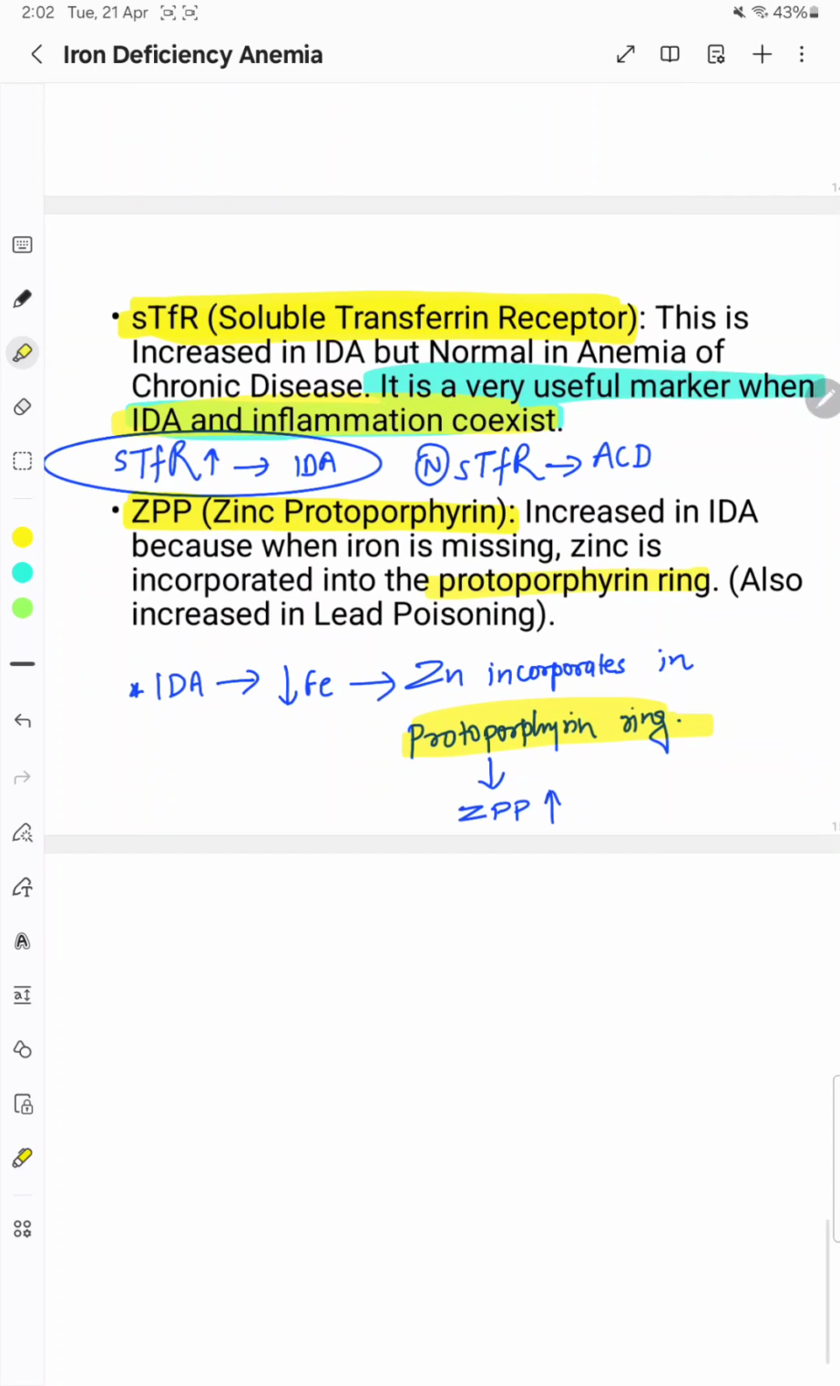Zinc protoporphyrin is increased in iron deficiency anemia because iron is missing and zinc is incorporated into the protoporphyrin ring, and this can also be seen in lead poisoning.